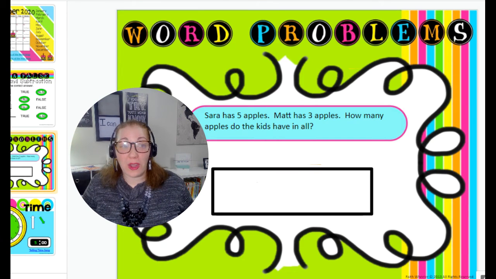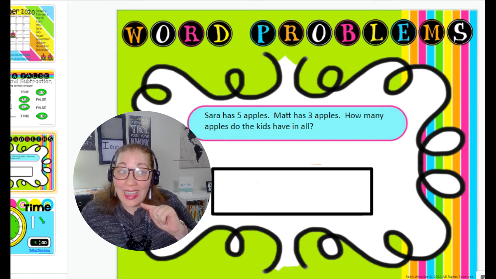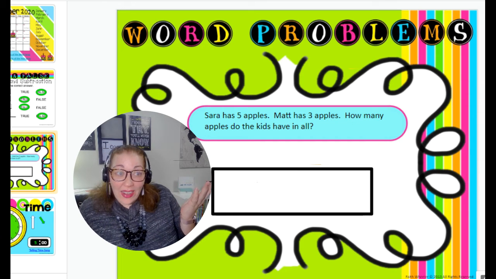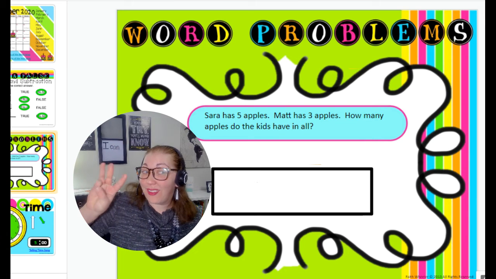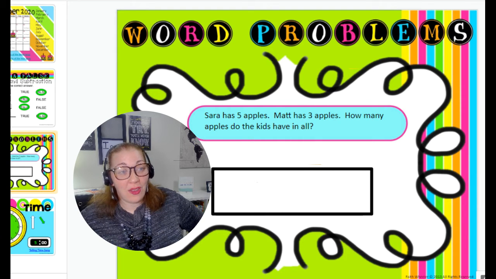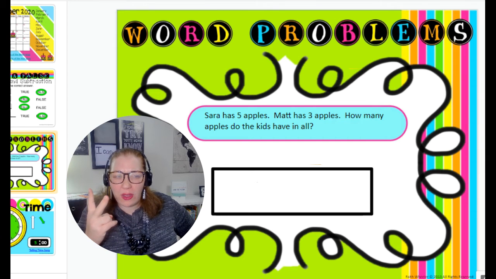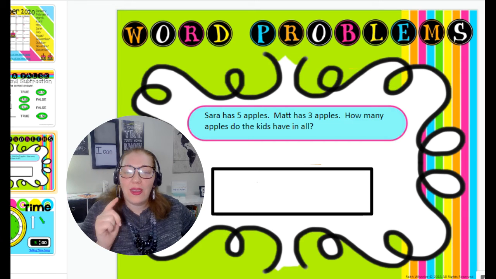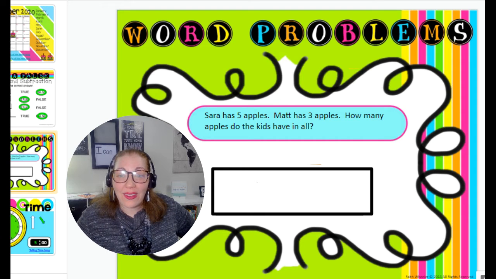We're going to do a word problem. This one's kind of hard to see on the computer, but it's going to be different every day. And it's always going to be words that you can read. Okay, so we have Sarah has 5 apples. Matt has 3 apples. How many apples do they have in all? So we read it once. Let's read it again and figure out what's important. Sarah has 5 apples. Matt has 3 apples. How many apples do they have in all?